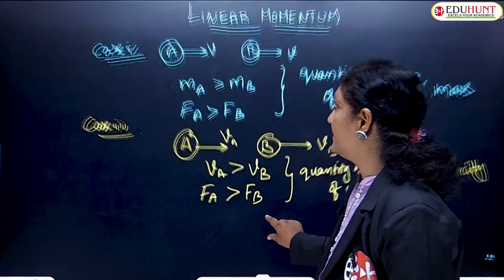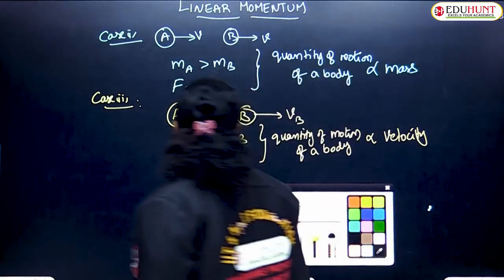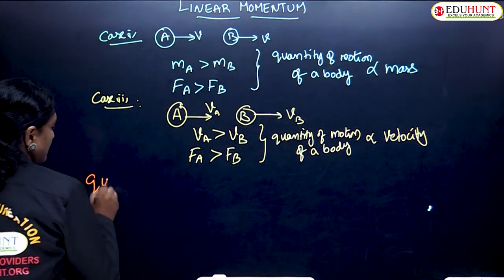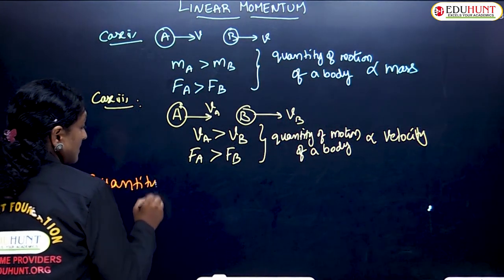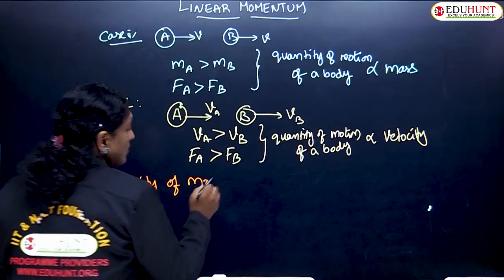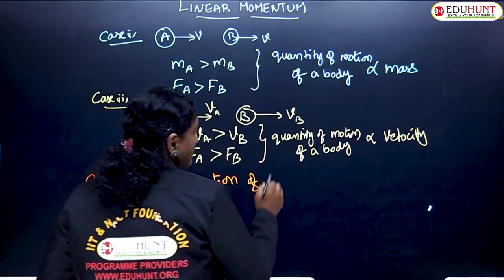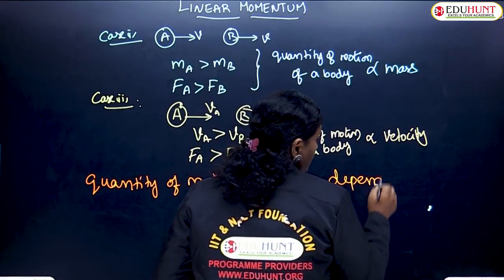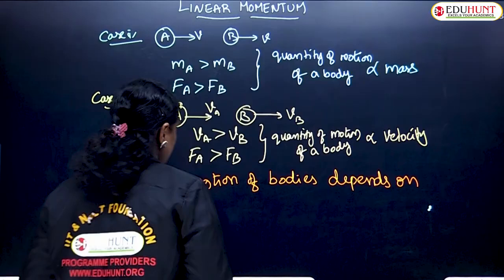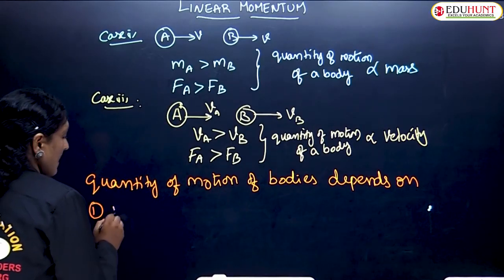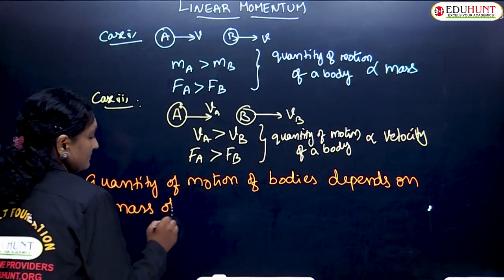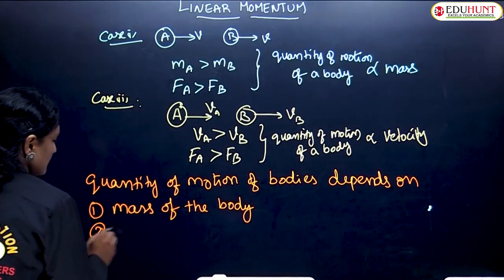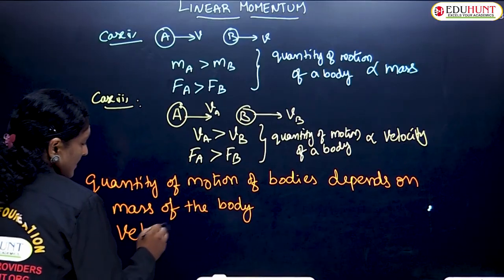So let me write it here. The quantity of motion of a body depends on two factors. What are the two factors? The first one is the mass of the body and the second one is the velocity of the body.